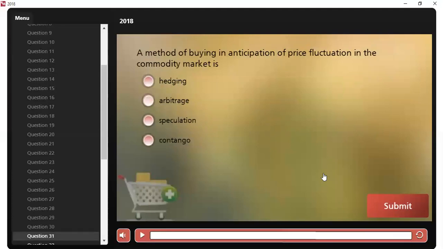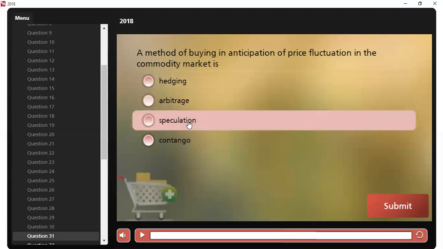Question 31. A method of buying in anticipation of price fluctuation in the commodity market is, that method of buying is just speculation. Okay, so speculation is a method of buying in anticipation of price fluctuation in the commodity market.